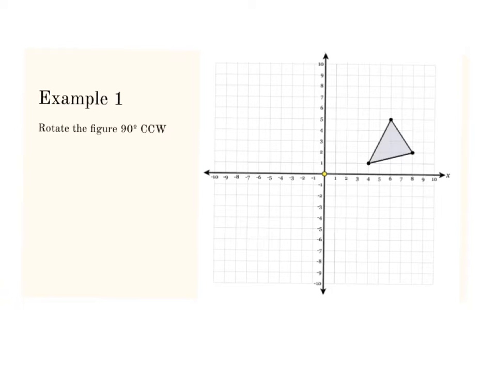Here we have a triangle graph and they want us to rotate the figure 90 degrees counterclockwise. So that means in this direction. So when that happens, we want to think about perpendicular lines because remember perpendicular lines cross at 90 degrees.